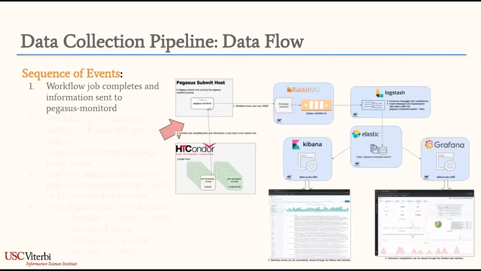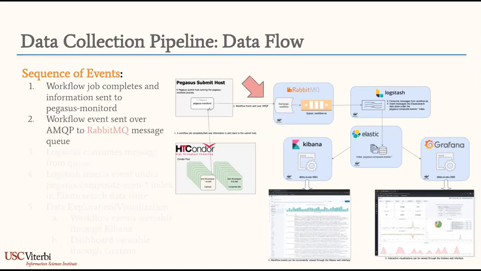Say that you've submitted a workflow and at some point a job completes or fails. In this case, we'll just say that it was successful. At that point, job information is sent to Pegasus Monitord, which is running on your submit node. You can see that with the red arrow right over here.